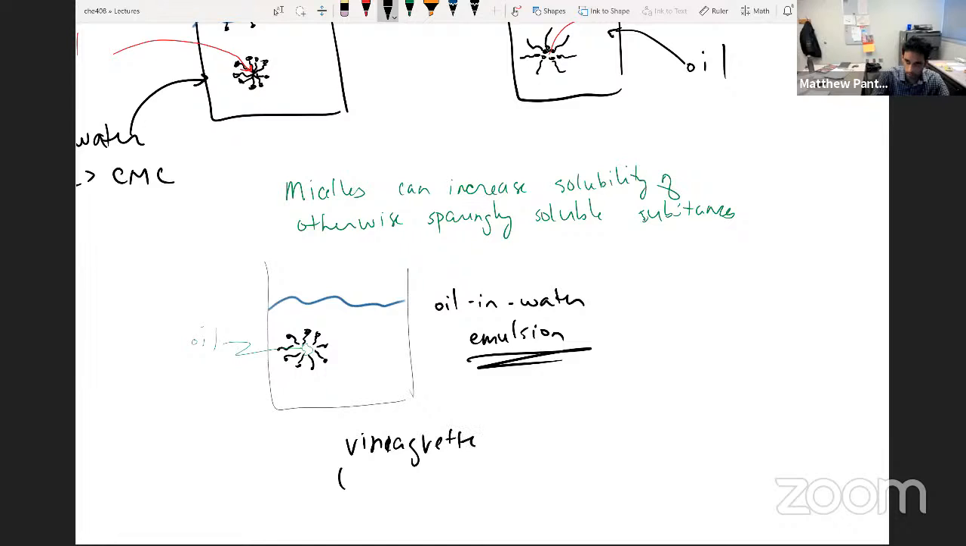where you add usually oil and water and some other type of surfactant. Oftentimes you'll use something like mustard, which acts as a surfactant. That is an oil and water emulsion. So the other thing that you may be familiar with food-wise are things like mayonnaise.